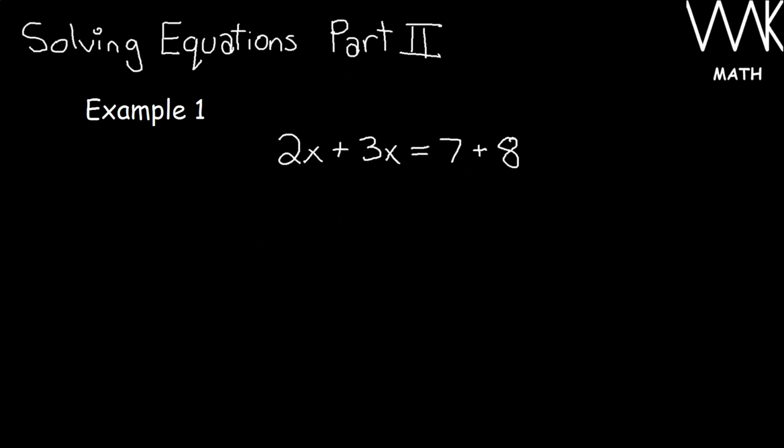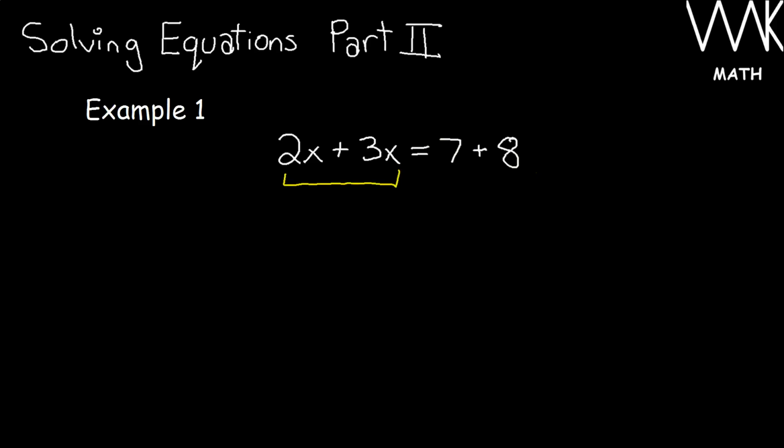In this first example, we have 2x plus 3x equals 7 plus 8. What do we do here? The first thing we should look at is to locate where the variable is. In this equation, both variable terms are on the left side of the equation, and the numbers are on the right side of the equation.